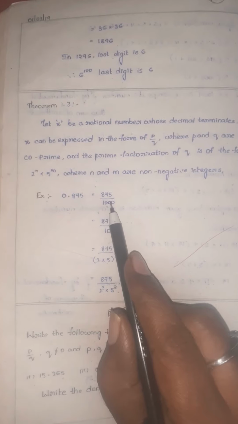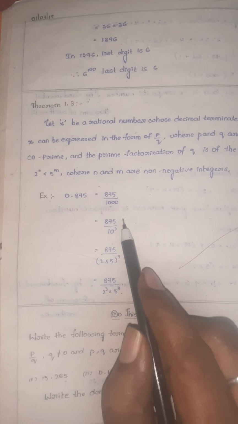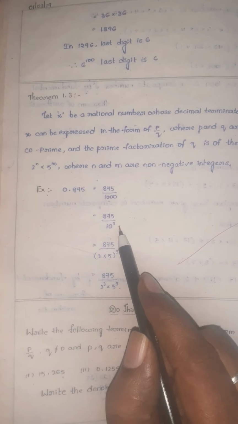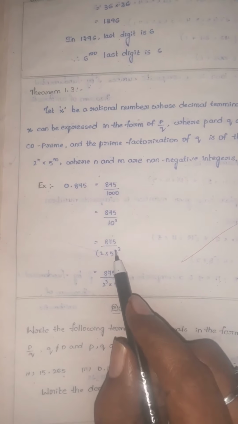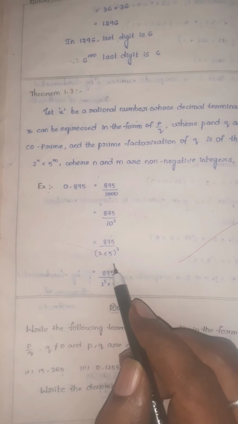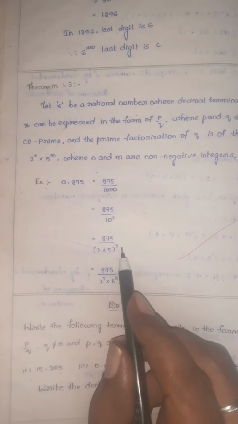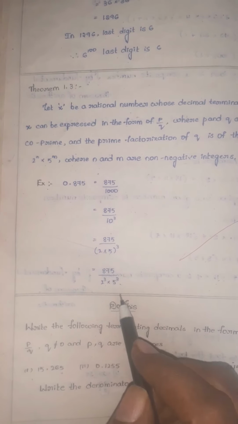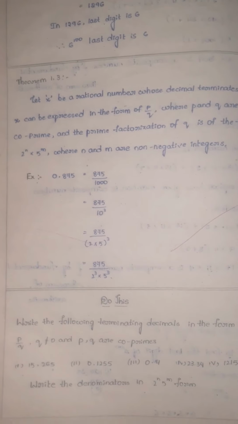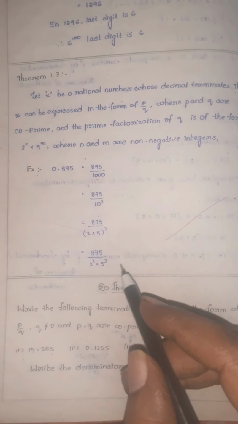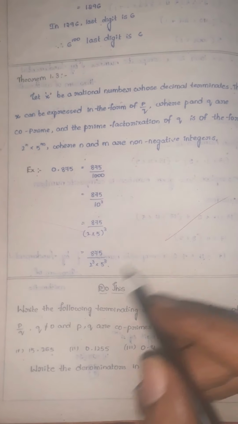0.875. This can be written as 875 by 1000. So here write numerator as it is. In denominator, 1000 means how we can write, 10 power 3. So here 875 by 10 can be written as 2 into 5 whole power 3. So 875 by, here write 2 cube separately, 2 cube into 5 cube. So the denominator is in the form of 2 power n into 5 power m. So it is a terminating decimal. So we can express it as a rational number.